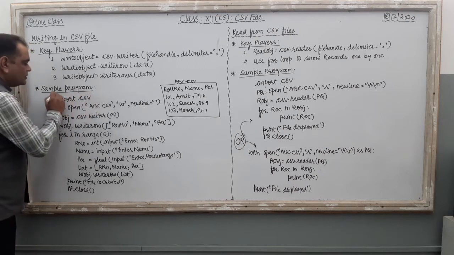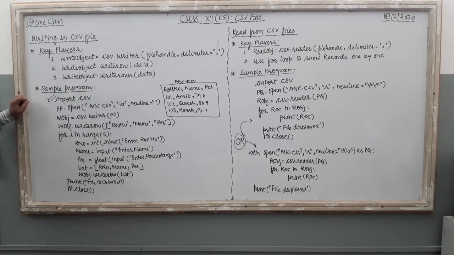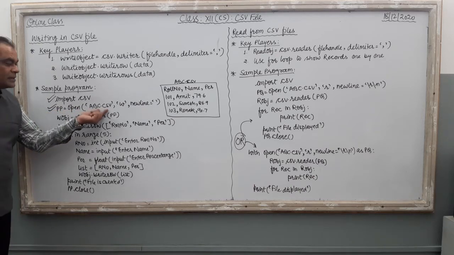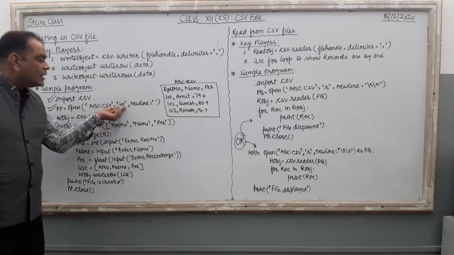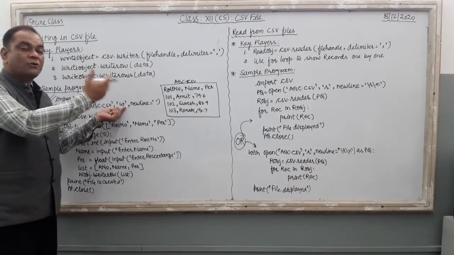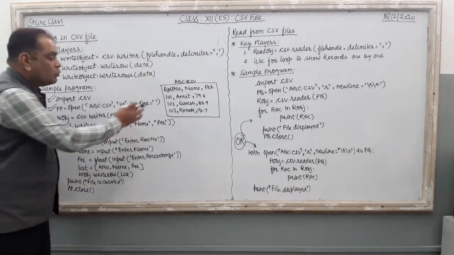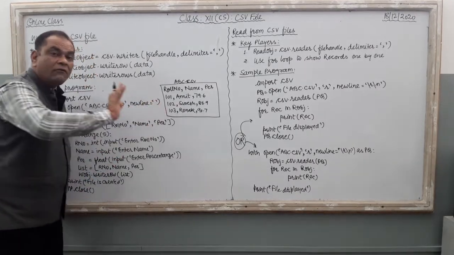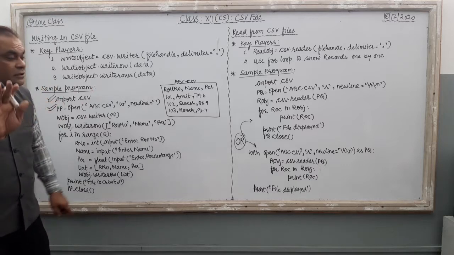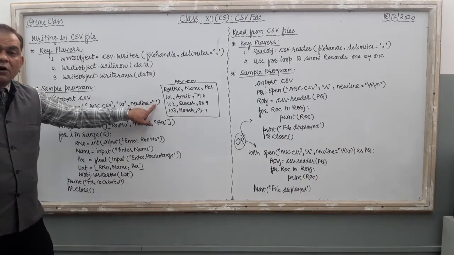Very first, import csv. It is necessary. Second one, just create the file handle. pp is my file handle. open abc.csv. It is the file name. w, it is the write mode because we are going to write something in the file. Then newline equal to inverted comma without any space. No space is there in between this inverted comma, right?